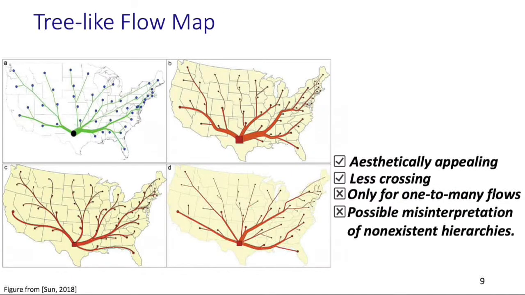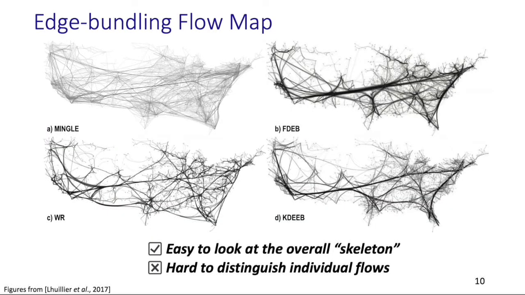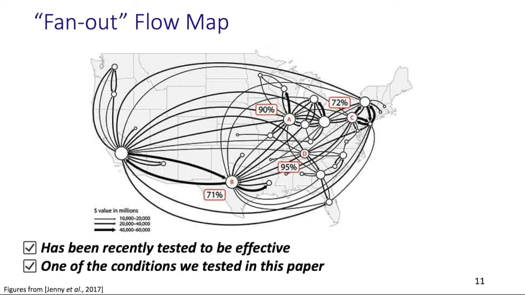To reduce the visual clutter, several algorithms create tree-like flow maps. They look beautiful and clear, but they can only be applied to one-to-many flows. There is also possible misinterpretation of non-existent hierarchies. Edge bundling is a promising technique to present many-to-many flow data. It's easy to find the overall skeleton of the data. However, it's not easy to see individual flows.